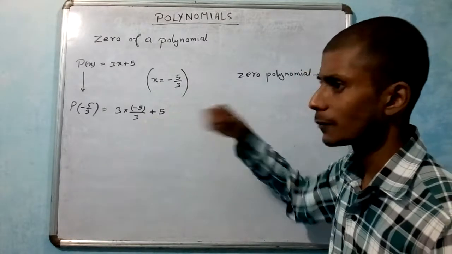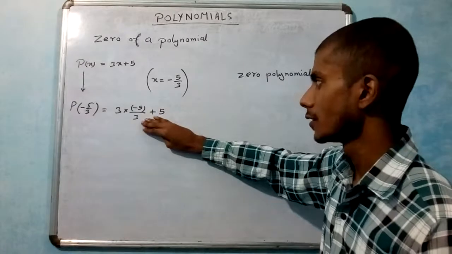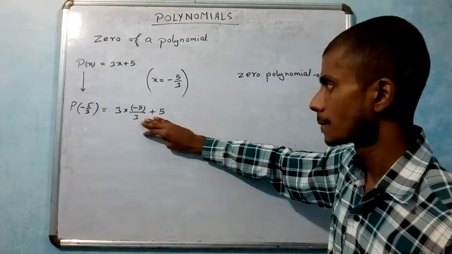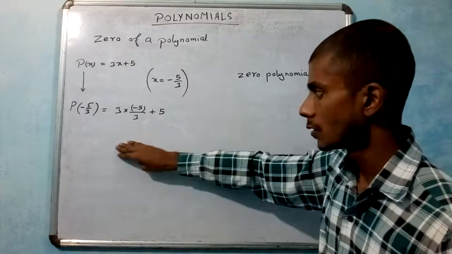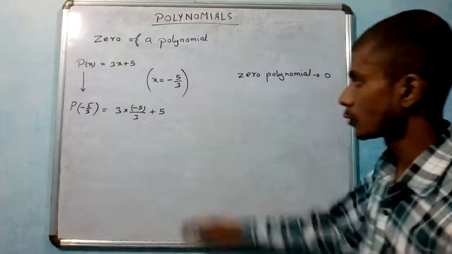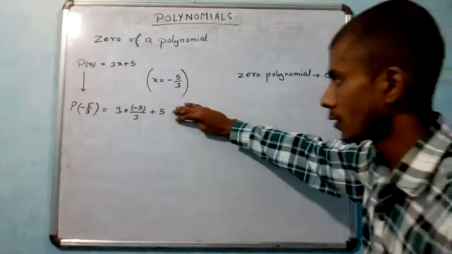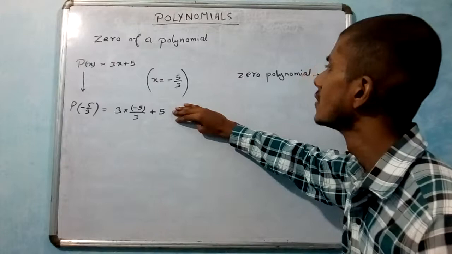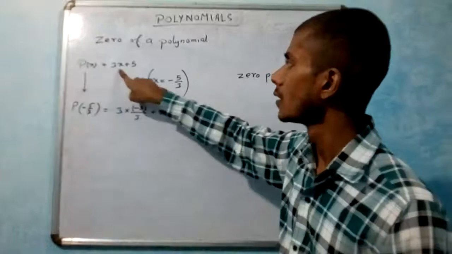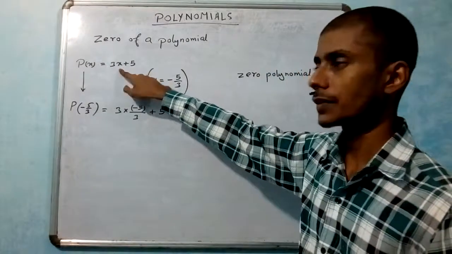Hey, I am not getting your voice. Sorry, I am not getting you. The voice is not proper. What? 3x plus 5, yes.